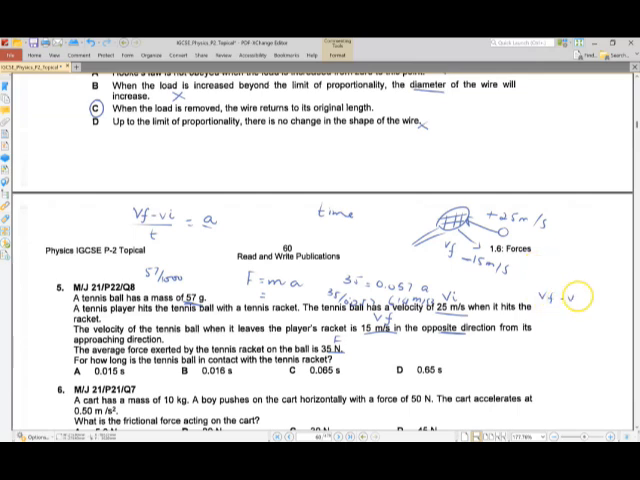So (Vf minus Vi) over t is equal to a. So this is minus 15 minus Vi. You can always use u and a as well for final and initial velocities. I just use Vf and Vi for clarity. So minus 15 minus 25 over t.